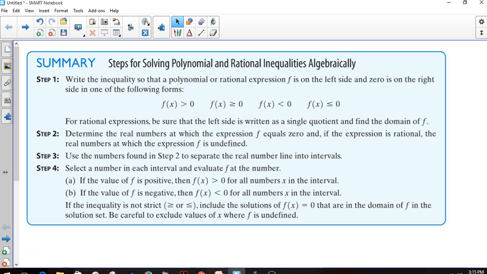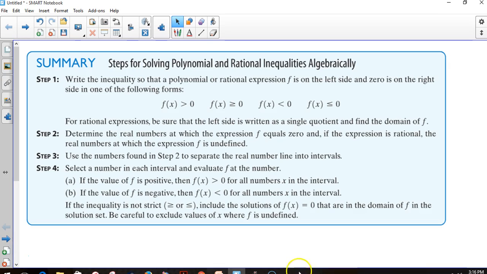In section 4.6, we're looking at how to solve polynomial and rational inequalities, specifically algebraically, but we're going to use our calculator and do some graphing to help us along the way, give us a bigger picture of what's going on with our expression overall. It offers, at the last slide of the PowerPoint, a 4-step process.